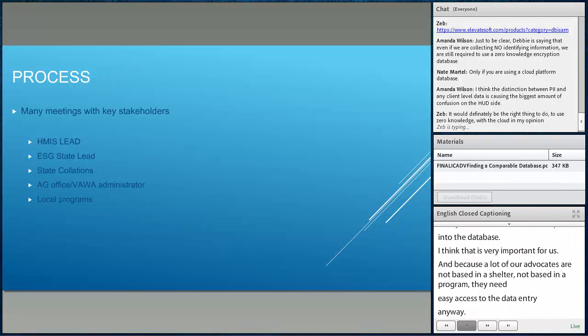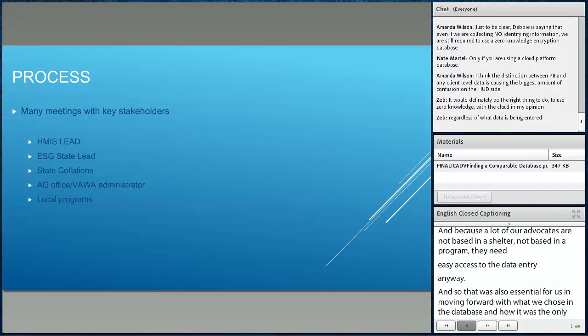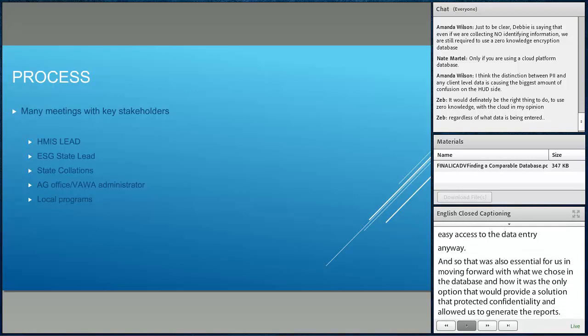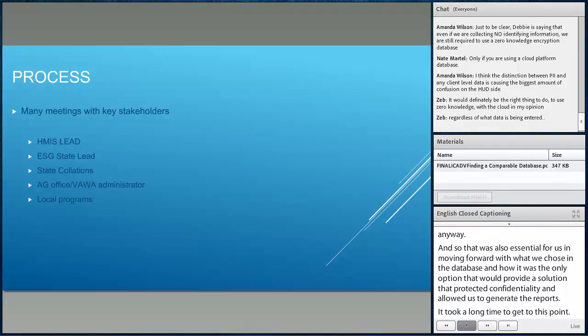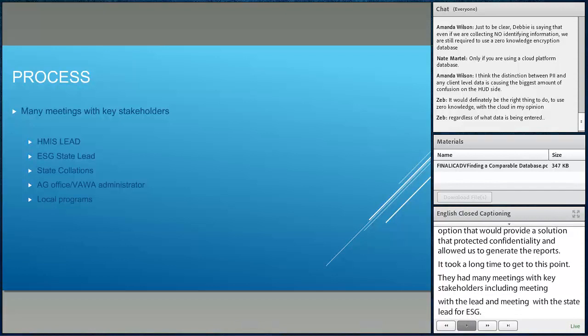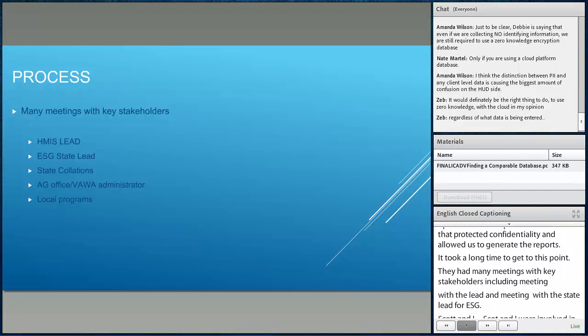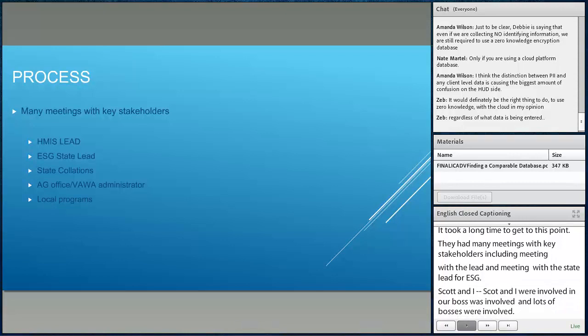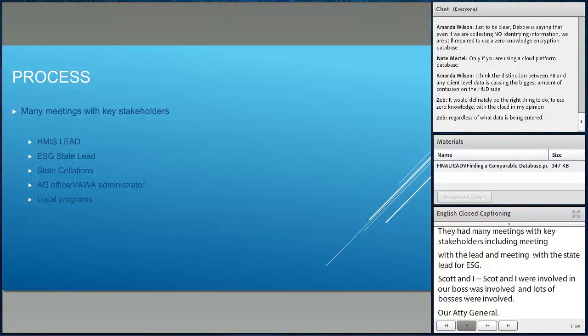It took a long time to get to this point. We had many meetings with key stakeholders, including meeting with the HMIS lead, including meeting with the ESG state lead. Scott and I were involved. Our boss was involved. Lots of bosses were involved. Our Attorney General's office, who is our VAWA administrator, those are the ones that eventually ended up issuing the RFP for this database, were involved, and the local programs were involved, making sure that they understood what was being asked of them.